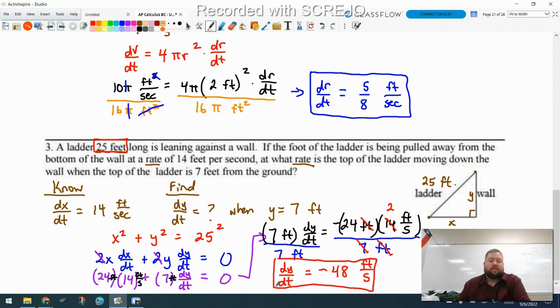So the units are correct because y is measured in feet and it's the rate of change, so feet per second. The top of the ladder is moving down the wall, so the fact that it's a negative number because this is getting smaller, that makes sense as well. So I think that we have gotten the right answer here.